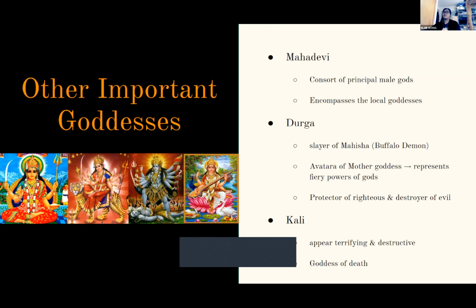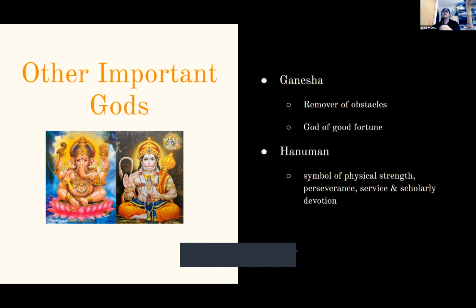Kali, she appears terrifying and destructive, and she is also the goddess of death because she represents the march of time towards doomsday. So other important gods to know, you have Ganesha. He's the remover of obstacles, and he's the god of good fortune. He's the son of Shiva. Hanuman, he's the symbol of physical strength, perseverance, service, and scholarly devotion. He's the one who aided Rama in the battle versus evil.